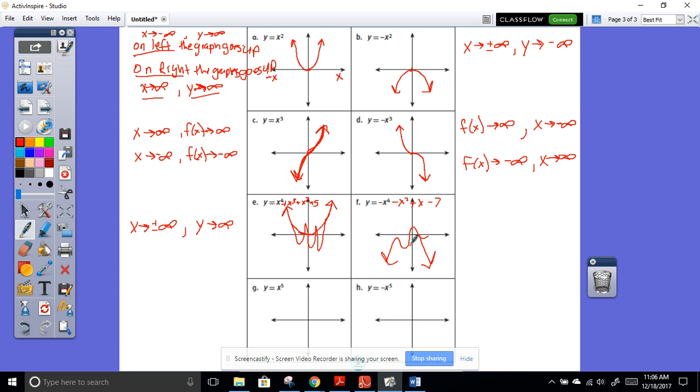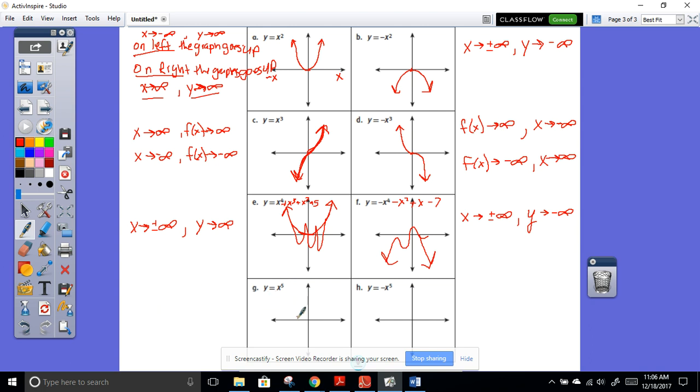But still, the leading coefficient is negative and it's an even degree polynomial, so my end behavior should be the same, and this is going to be negative. So as x goes both to the right and the left, my y values are going to negative infinity. They're going to be going down.